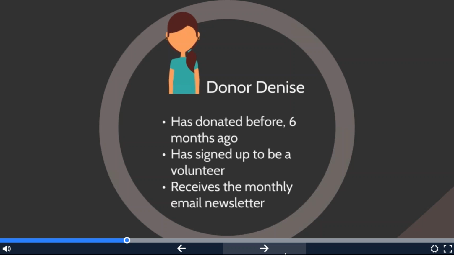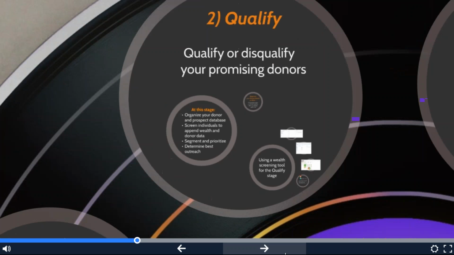Now we can also use Fast Forms to start building out donor Denise's profile at this point with some basic details, which can then be built on in later stages of the moves management cycle. So I'm now going to pass it off to Michael from Wealth Engine to give you some more details on how to qualify your potential donors.